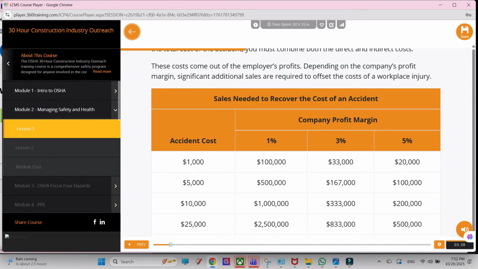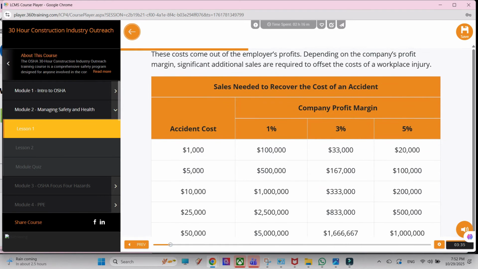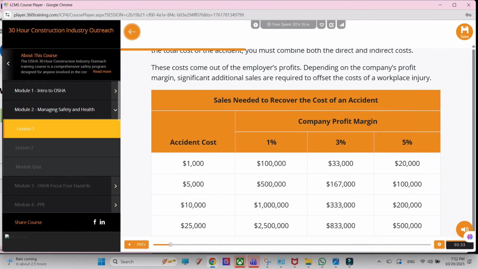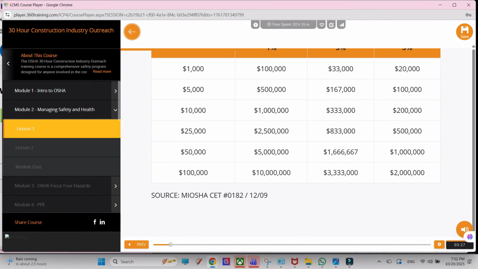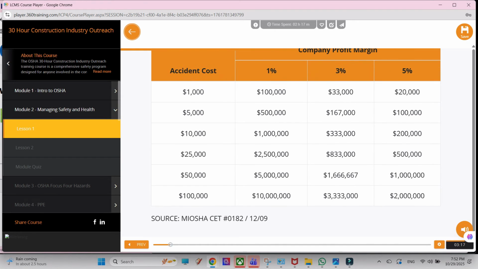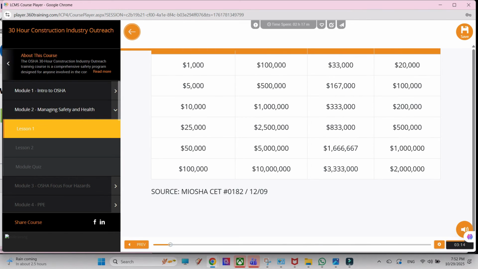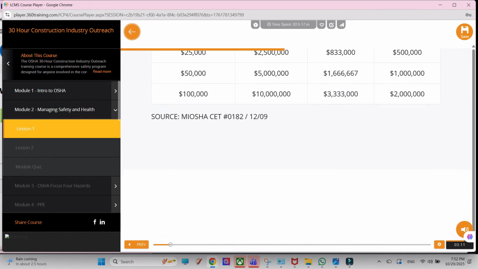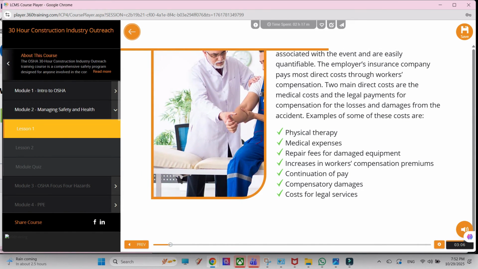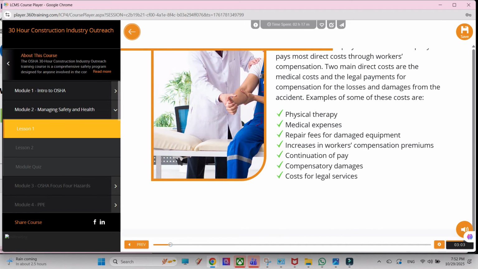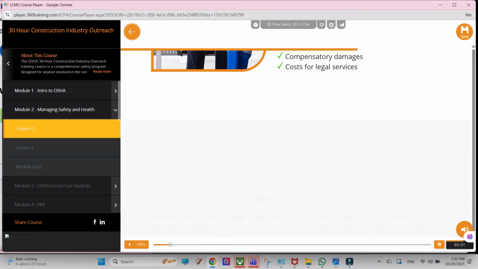Direct costs of an accident. The direct costs of an accident are directly associated with the event and are easily quantifiable. The employer's insurance company pays most direct costs through workers' compensation. Two main direct costs are the medical costs and the legal payments for compensation for the losses and damages from the accident. Examples of some of these costs are physical therapy, medical expenses, repair fees for damaged equipment, increases in workers' compensation premiums, continuation of pay, compensatory damages, costs for legal services.